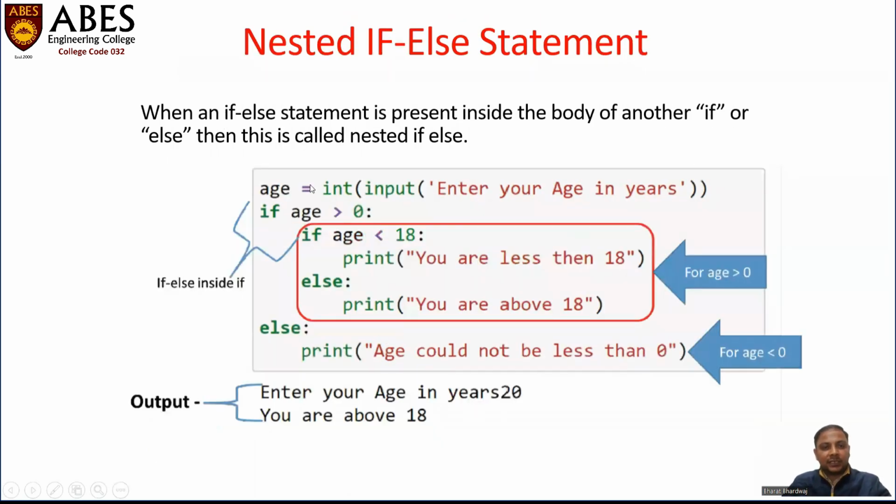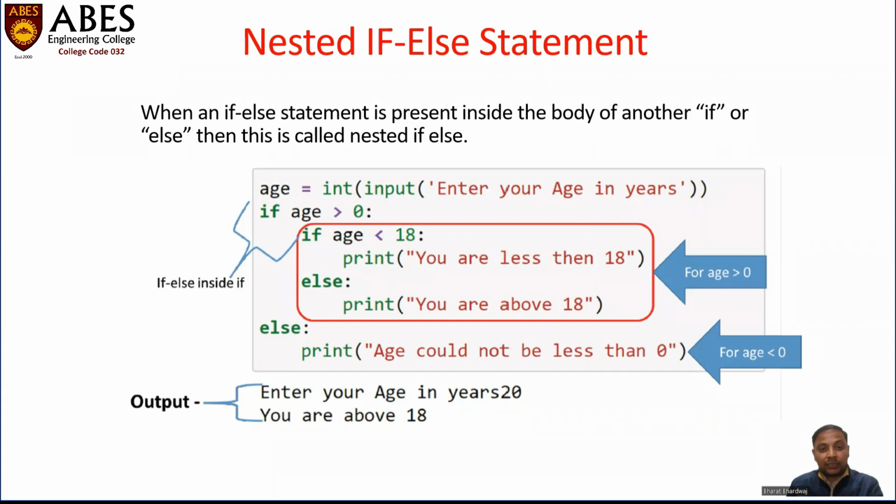Next is the nested if else statement. When we use an if else statement inside the if or inside the else, this is called a nested if else statement. Basically, nested if else is used when we want to check more than one condition at a time to decide the output. For example, I'm taking an age from the user, entering the age in years, and checking if the age is greater than 0, as well as checking the age against 18. Basically, I'm deciding whether the person is an adult or not, right?